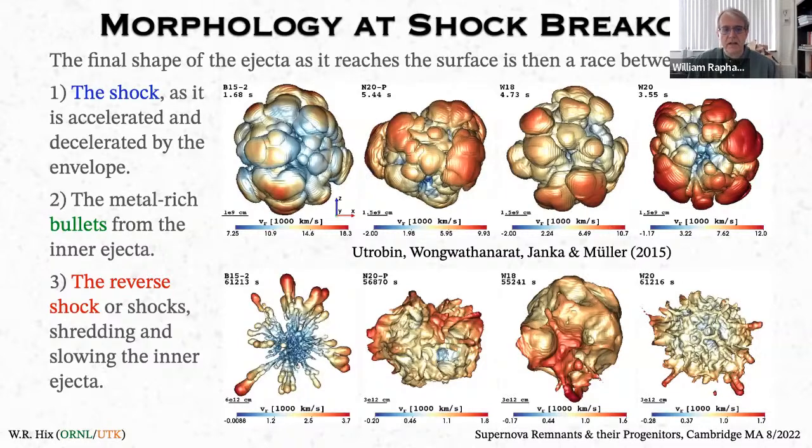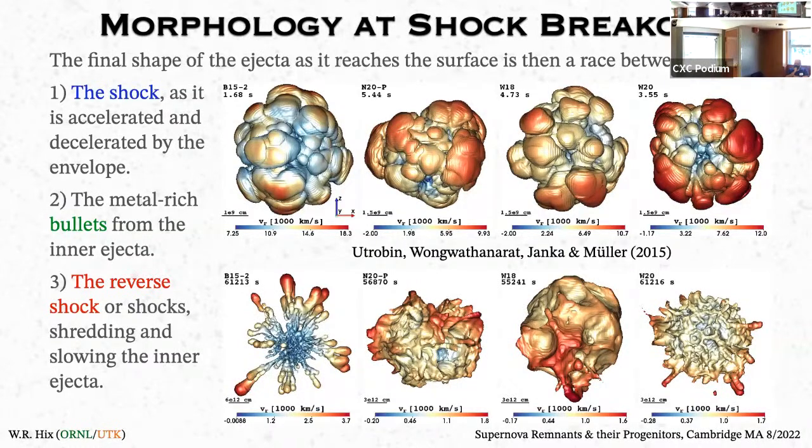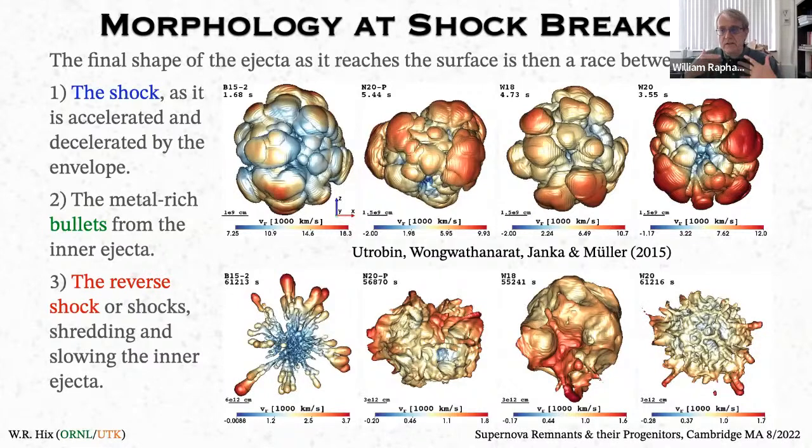It's a race between the shock and the metal-rich ejecta, and then throwing into it a third piece of the puzzle, which is the reverse shock, right? So as the shock moves out, it's accelerated and decelerated as it goes through the envelope. The metal-rich bullets are trying to keep up with the ejecta, and it matters that they keep up with the shock because of the reverse shocks. When the reverse shocks get launched, as you hit shell interfaces, depending on the strength of the shell interface, this reverse shock may be weak or strong. That's going to suppress the material coming behind it, unless you're close enough to the shock that you don't get affected by the reverse shock.